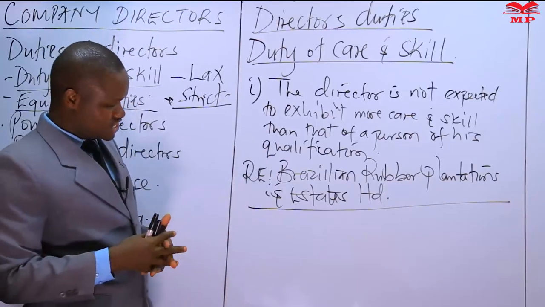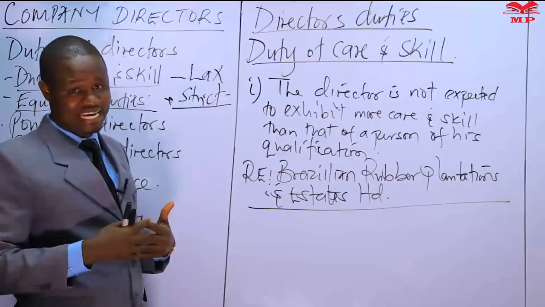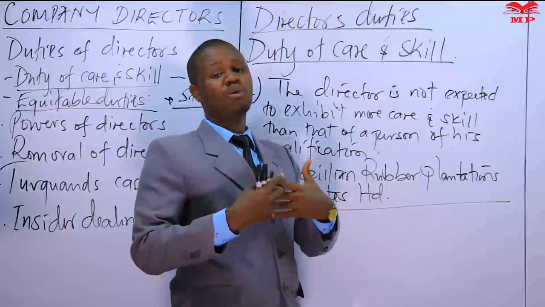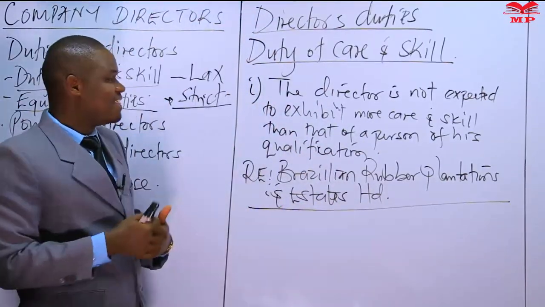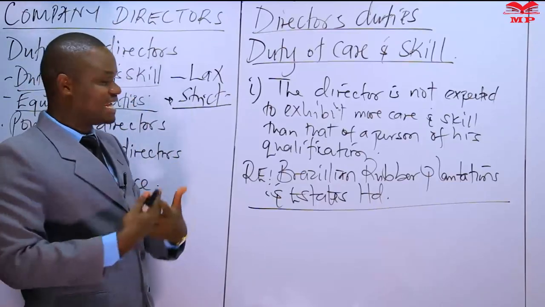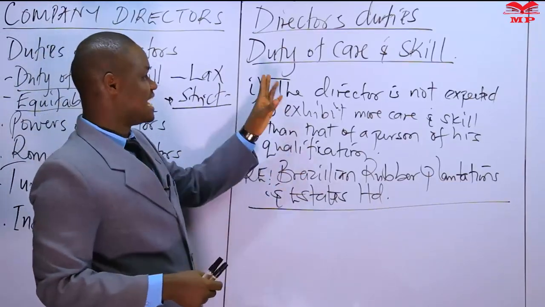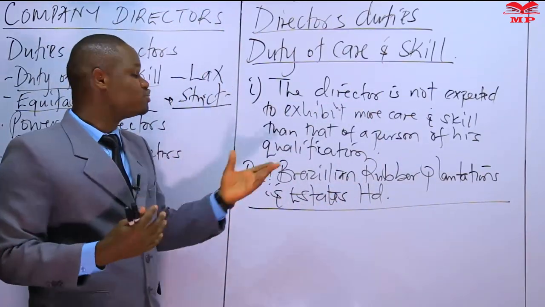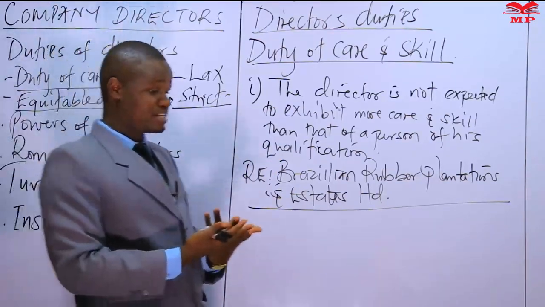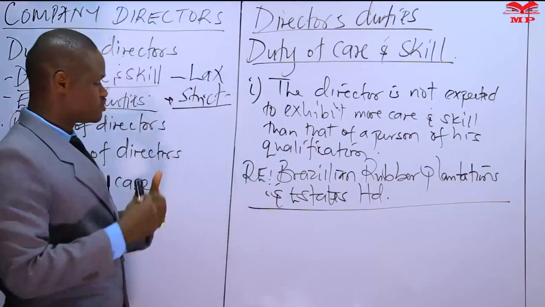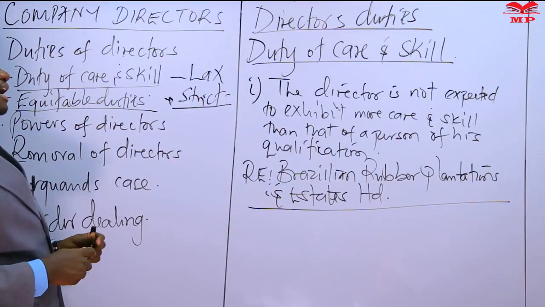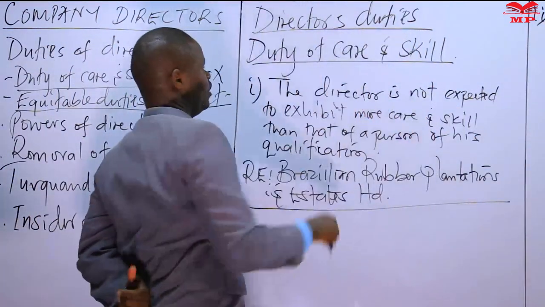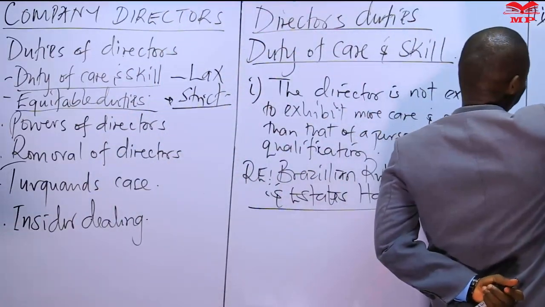In Brazilian rubber plantations, we had incapacitated directors who caused their company losses by purchasing rubber plantations that were not mature. And the question was, were these directors responsible? Were these directors liable for the loss caused as a result of not being careful and skillful in their selections? And the court says, we cannot require them to show more skill and care than is expected of a person of their skill. So again, that goes on to show how lax this duty is as far as the director's requirement is concerned.